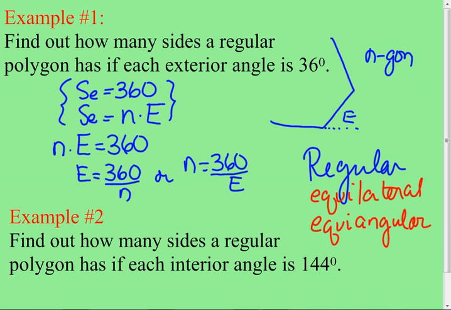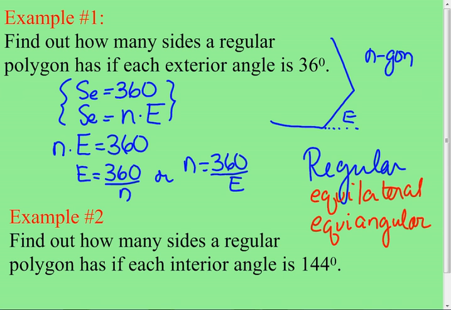This only works for regular polygons, when all the exterior angles are the same. No, it will not work for an equilateral polygon that's not equiangular. It's got to be both. That's a very good question.